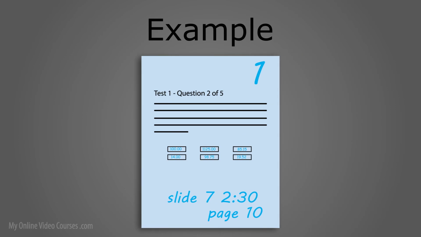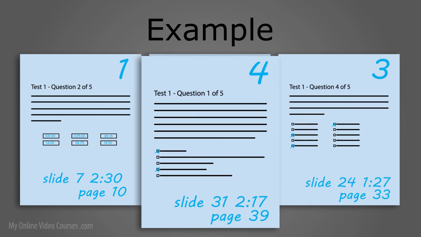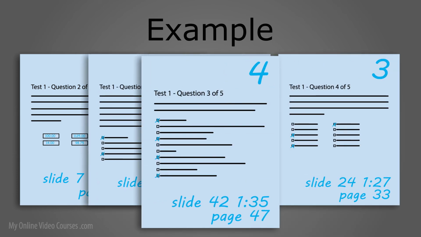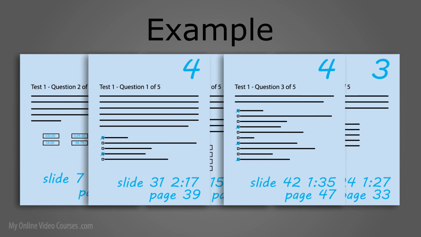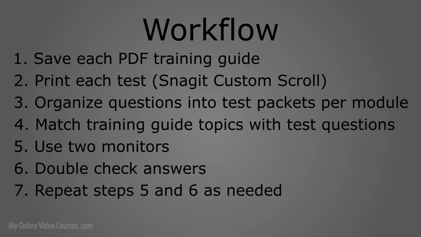In addition to answering the questions on the online test, I answered the questions on the printed copy of the test. Also, I wrote down the page number of the PDF training guide where I found the information, as well as the slide number and the approximate time where I found the information in the video. Step 6. Prior to submitting the answers, I double-checked my answers on the online test with the answers on the printed test, made changes if needed, and then submitted the test. Step 7. I repeated steps 5 and 6 as needed. In the event I needed to retake a test, I had all my previous answers right in front of me with references to the training PDF and training video.